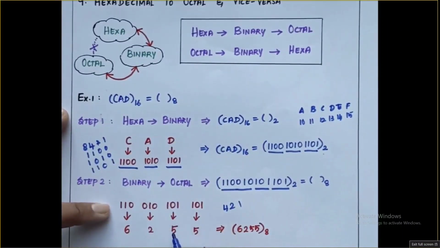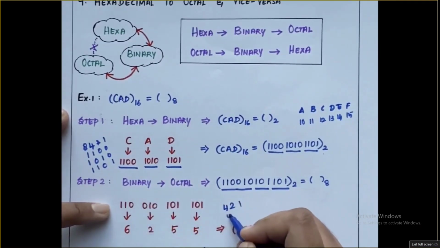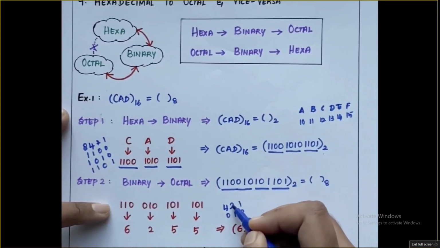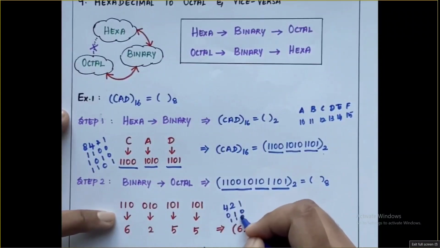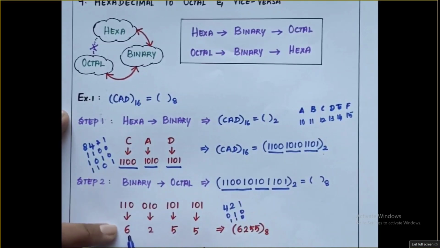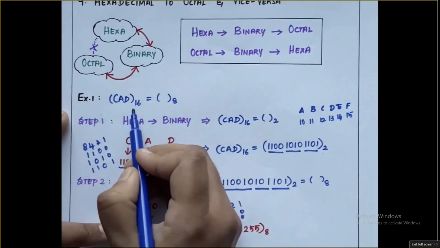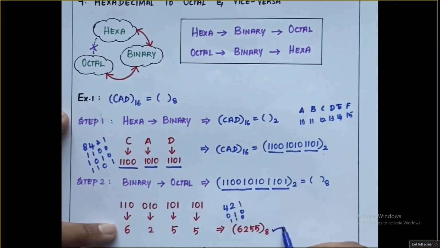Similarly, again for 101, we have the value as 5. Next for 010, which means under 2 we have binary 1, so the value is 2. Next for 110, so 4 plus 2 is 6. So the value of 110 is 6. So now we have got the equivalent octal value, which is 6255 to the base 8. So the given hexadecimal number is converted to its equivalent octal number.